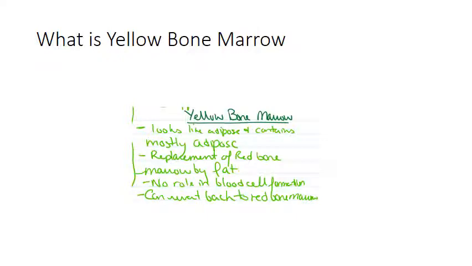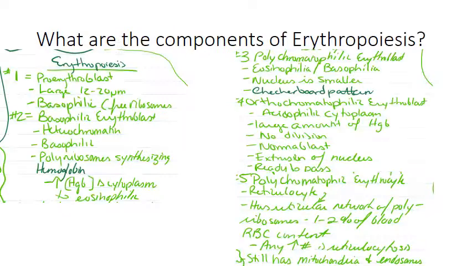So yellow bone marrow looks like adipose and contains mostly adipose. It's the replacement of red bone marrow by fat, so there's really no role in blood cell formation. It can refer back to the red bone marrow, and it's very important because the yellow bone marrow is a sign of age.